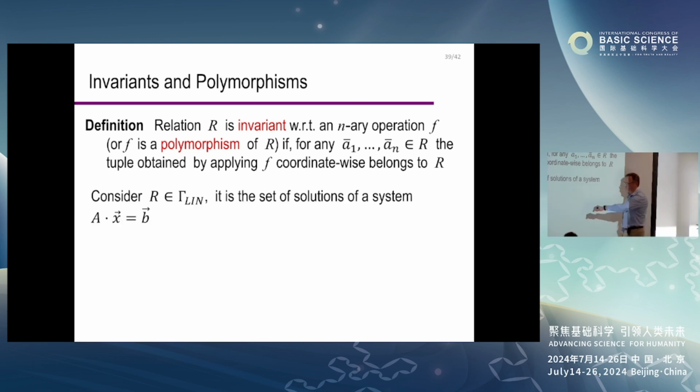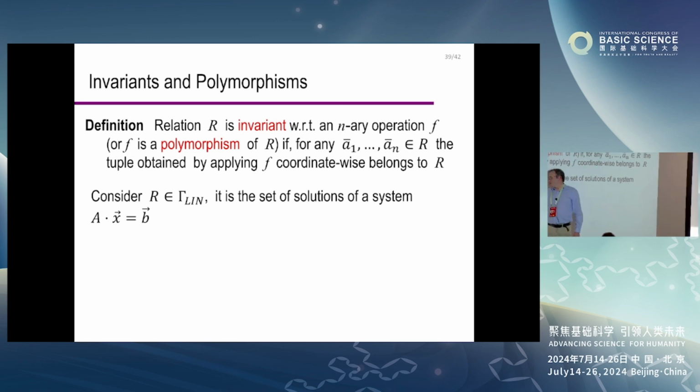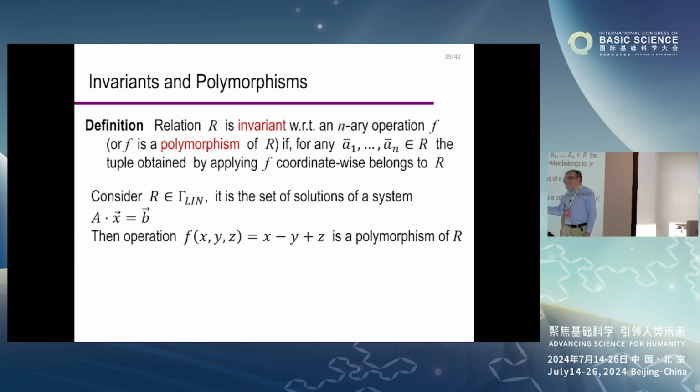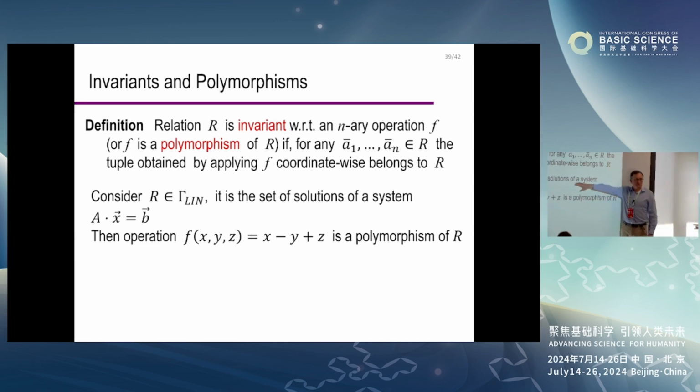So a simple example: let's take a relation that is expressible as a system of linear equations over some ring or field, whatever field. This means that I can represent my relation as a system of linear equations. So this is the matrix of the system, and that's the right-hand side. If my vector satisfies this equality, it belongs to my relation, if and only if. I claim that this operation, x minus y plus z, is a polymorphism of this.